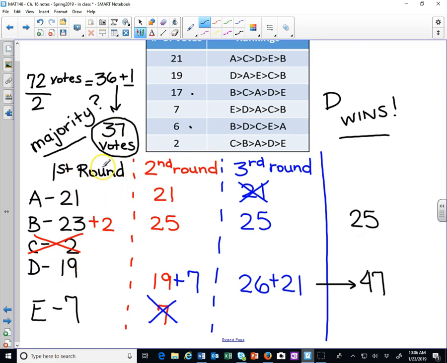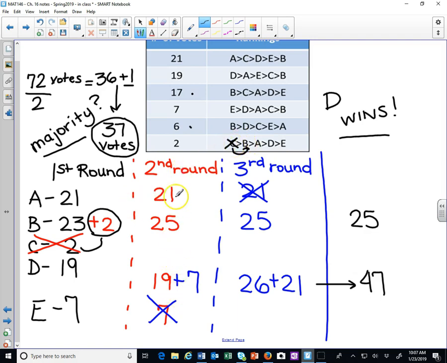So none of these have 37, so the Hare method says we're going to eliminate the option with the least number of votes. So in this one, the least number of votes would have been C, right? C only had 2 first place votes. So that means up here, C is no longer an option, but we still want those people's votes to count. So what we're going to do is look at the ranking: if these people couldn't have C, they said they would take B, right? And so B is their next choice. So B is going to get these 2 votes that came from C, all right? And that's because in the ranking, B came right after C.